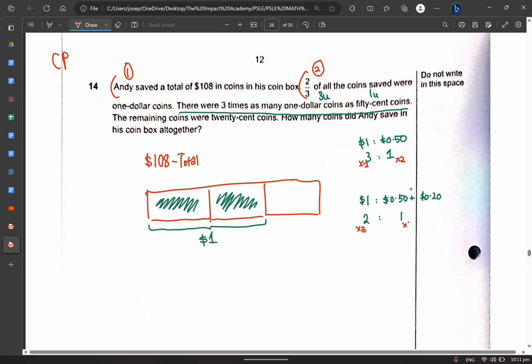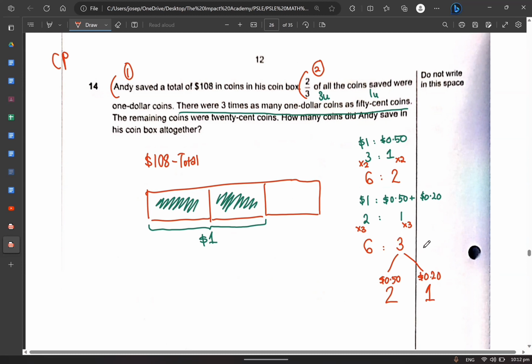Times 3 to this, I times 3 to this, and I'll get 6 over here is to 3. 6 over here is to 2. Now you know that 50 cents is actually 2 units. So you can split this up and say that 50 cents is 2 units, and therefore 20 cents will be 1 unit. And this explains why when you add 2 and 1 together, that's how you get to 3.